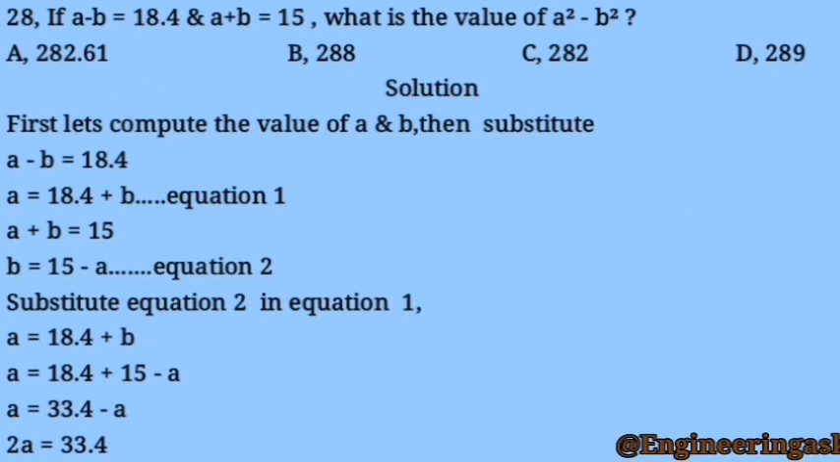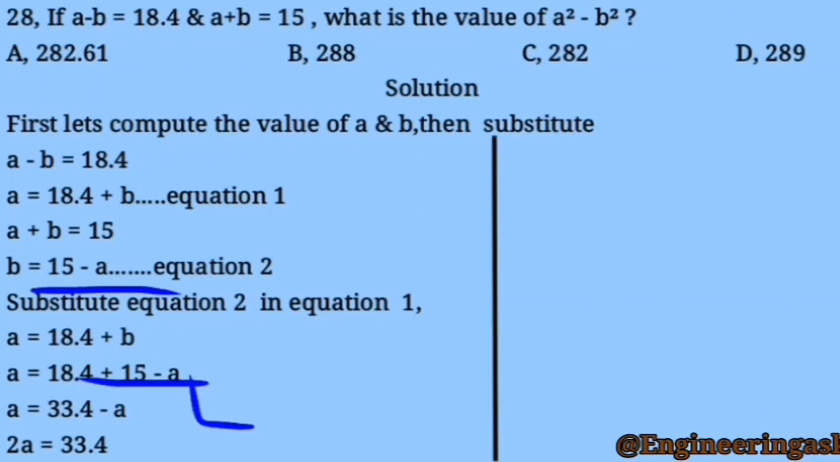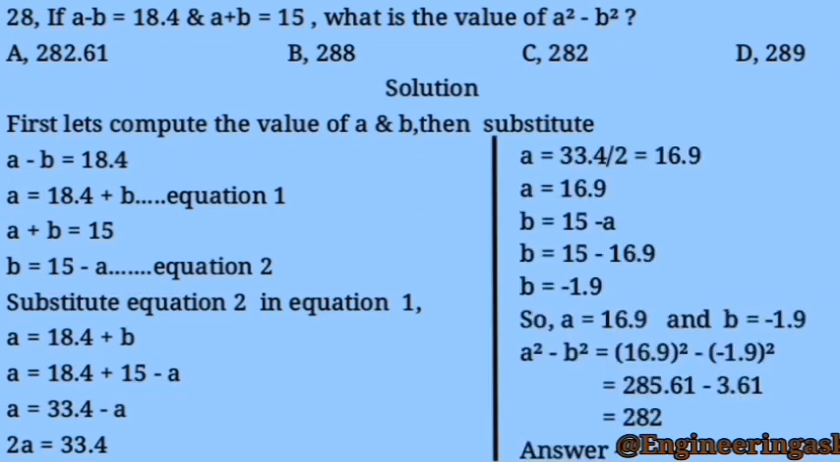So a equals 18.4 plus b, and b equals 15 minus a. Then a equals 33.4 minus a. Then 2a equals 33.4. Then a equals 33.4 over 2. This will give us 16.7. Then a equals 16.7. Now we have the value of a.